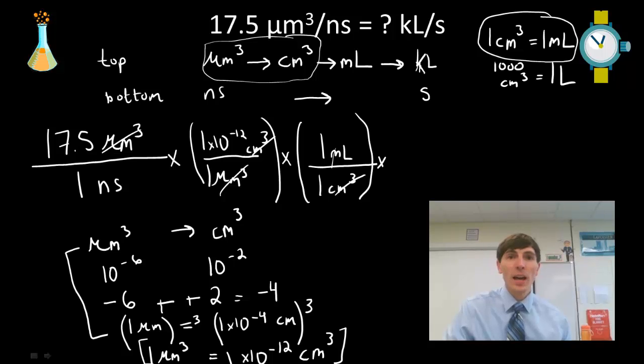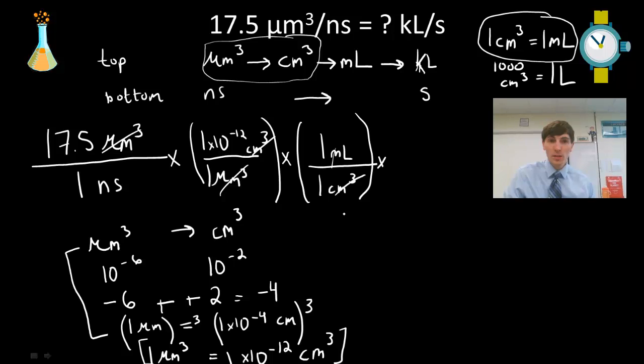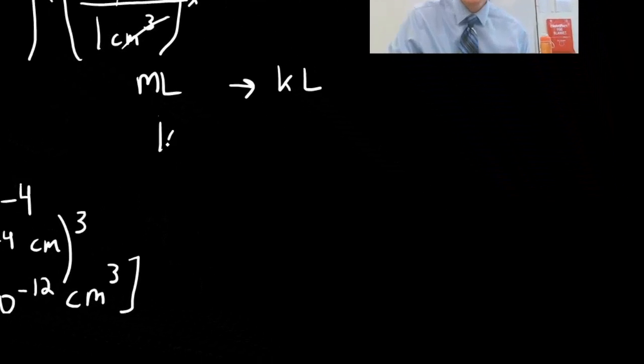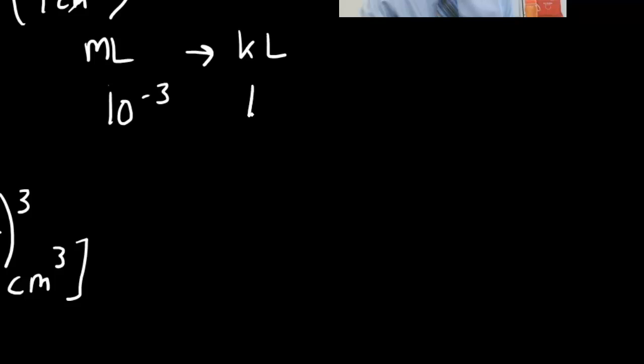Now I want to look at going from milliliters to kiloliters. Now thankfully, these are not cubic units, so we don't need to worry about the squaring or the cubing or anything. But I am going to look at the powers of 10. Okay, so milli is 10 to the minus third. Kilo is 10 to the third. So I can find the step difference between them. Negative 3 minus 3 gives me negative 6. Okay, there's 10 to the power of 6 difference.